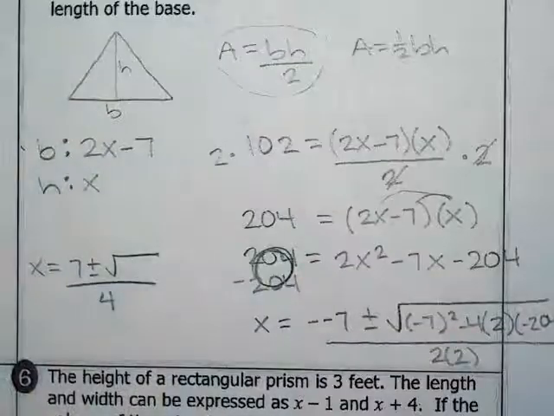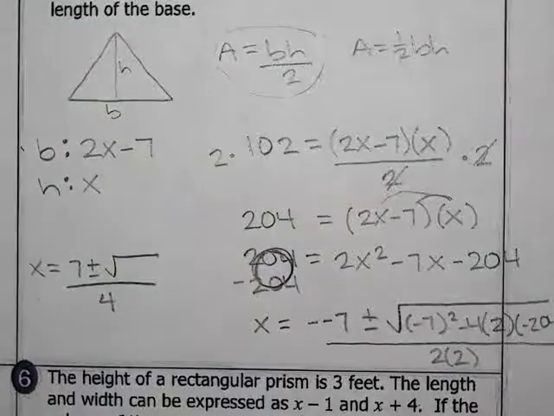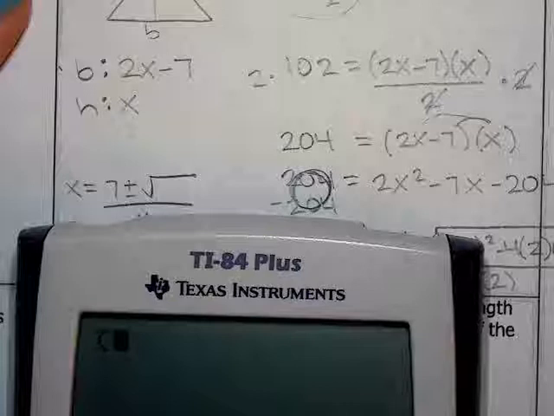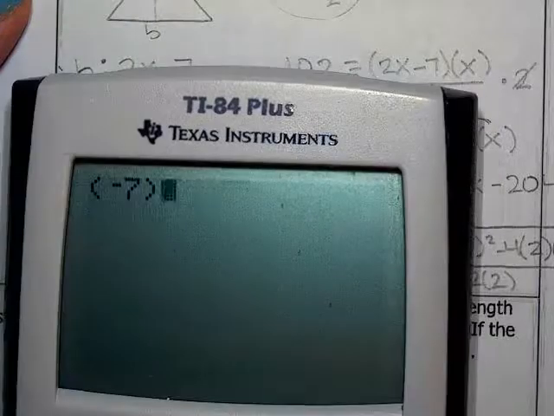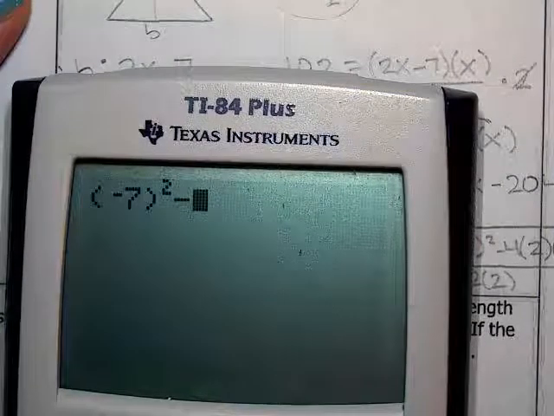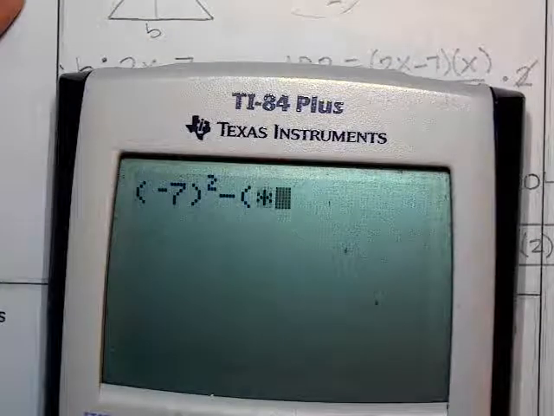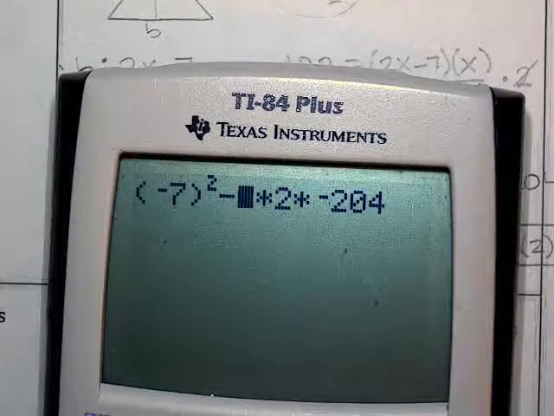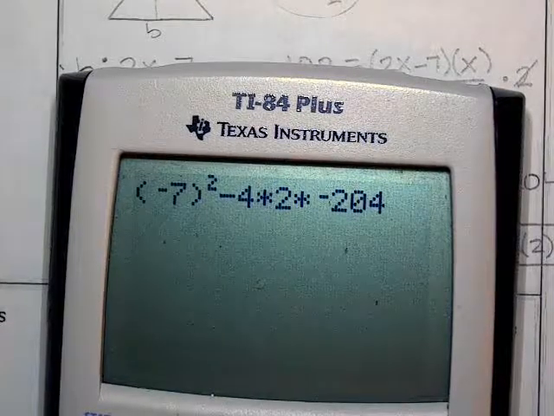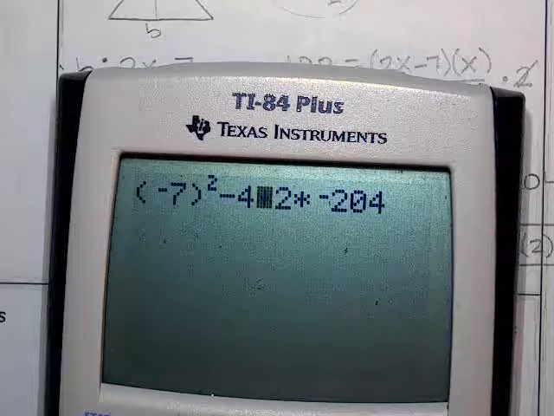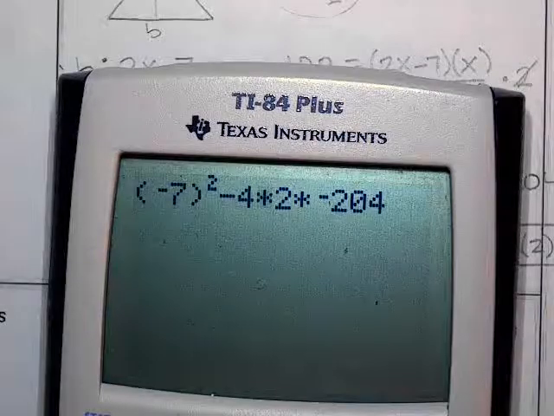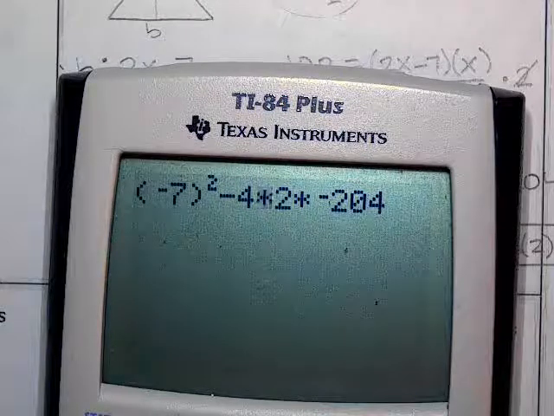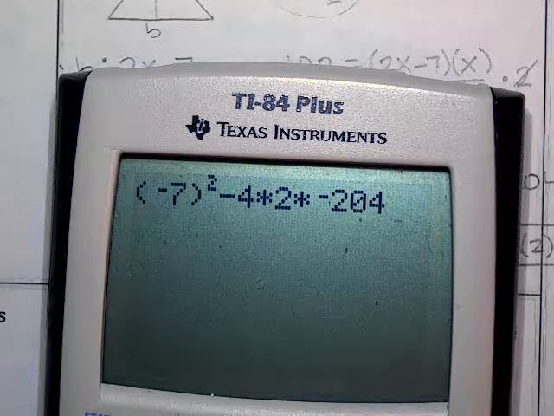So I'm only going to do the part underneath the square root just to see what that is. I'm going to make sure to put parentheses around my -7 before I square it so I don't kill a baby otter. And so this is what I should be typing. So -7 squared minus 4 times 2 times -204. And what are you guys getting for this number? Marvelous. Okay. And this number is called the discriminant.